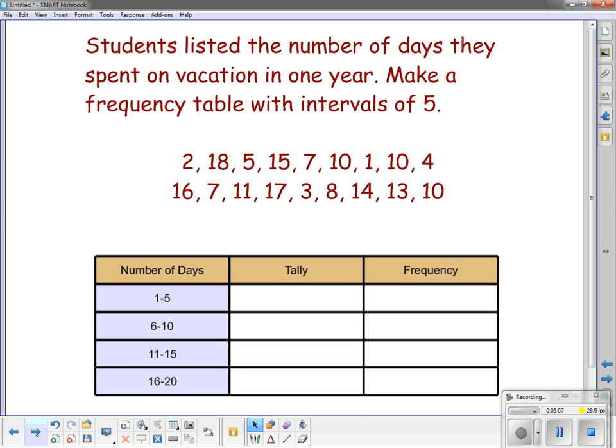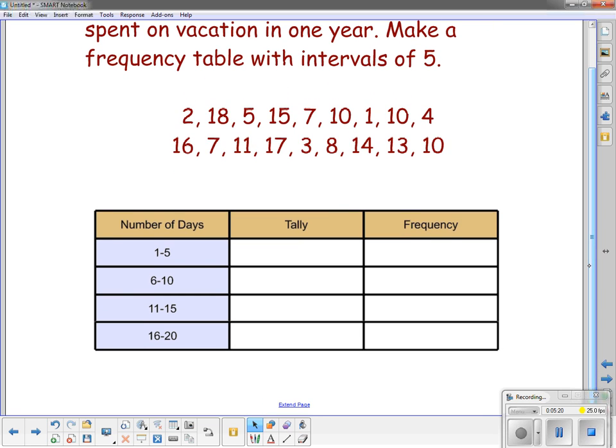This says students listed the number of days they spent on vacation in 1 year. Make a frequency table with intervals of 5. So we're already told how big our intervals are going to need to be. So now all we do is we go through the data, and we have a list of data here, these numbers, and we're just going to create tallies in this frequency table.